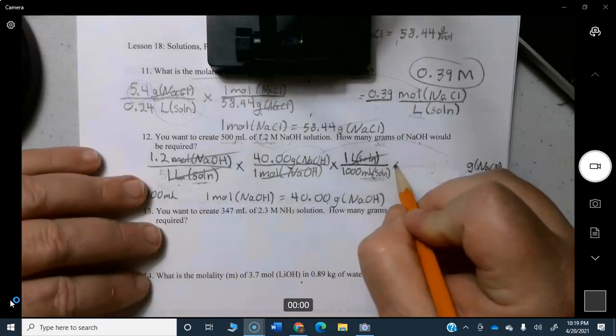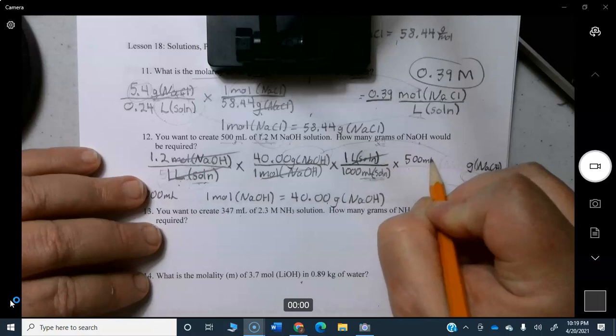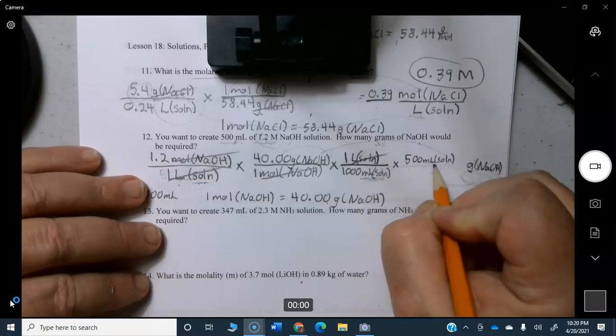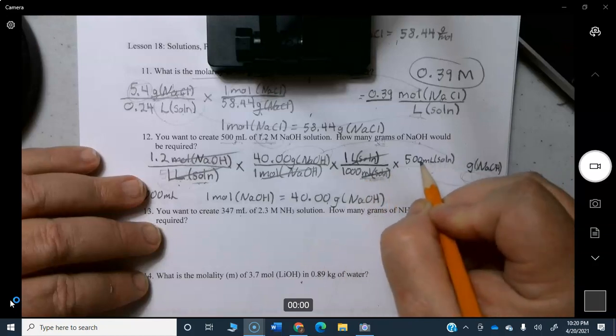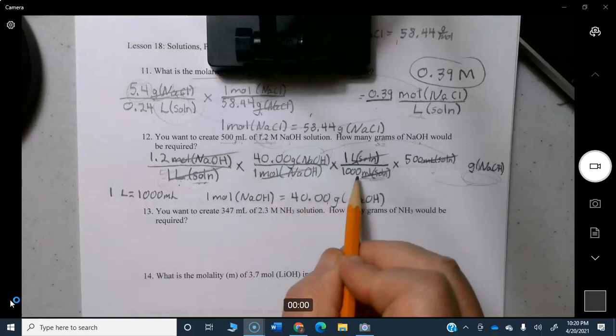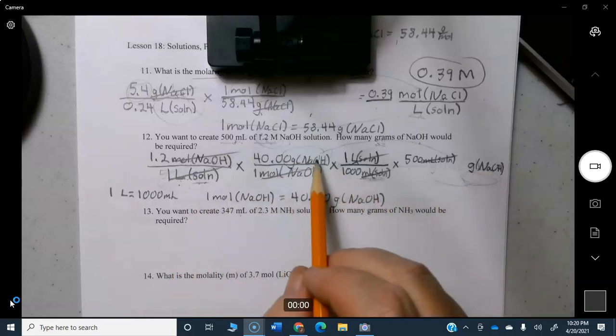You just put that up on the top. There is no bottom to that. So 500 milliliters, and again, it's of solution. So milliliters of solution, milliliters of solution. So we no longer have any units on the bottom, on the denominator. They're gone, so there's nothing there. And the only units on top we already did was grams of NaOH.